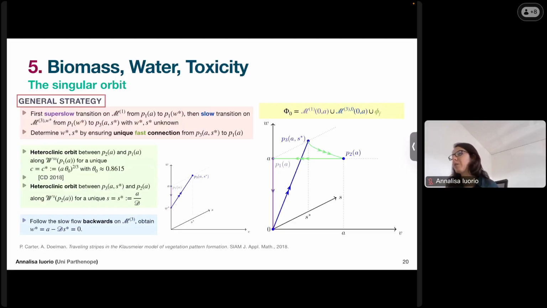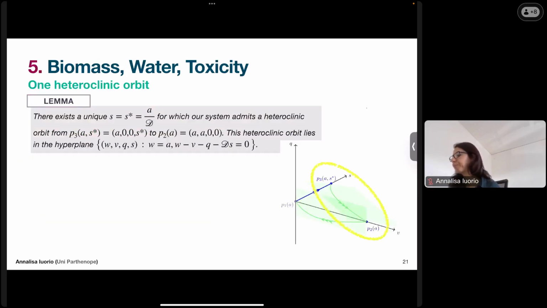And actually, the last comment that I'm going to make here is that the speed is dictated by the first heteroclinic connection, the one that Paul and Ariane already analyzed. So in a way, the fact that at this stage we are including toxicity is not really affecting the speed of the traveling pulse itself.